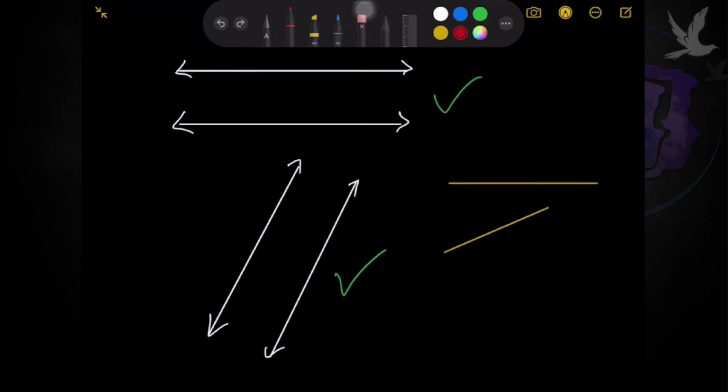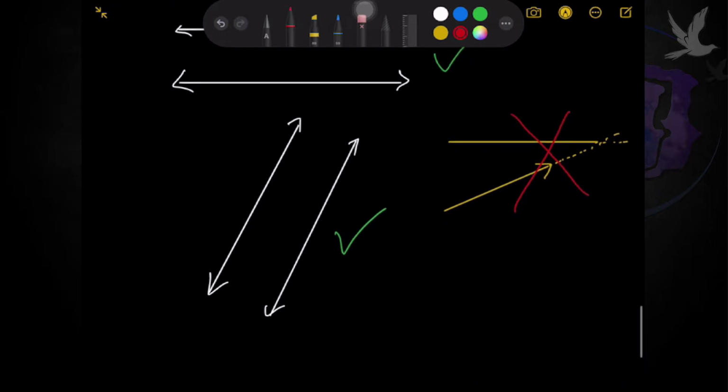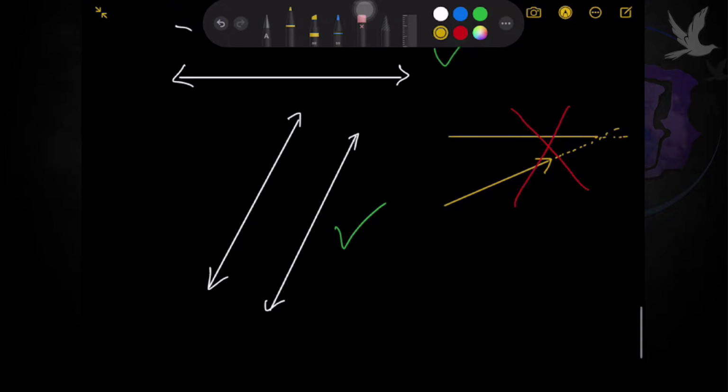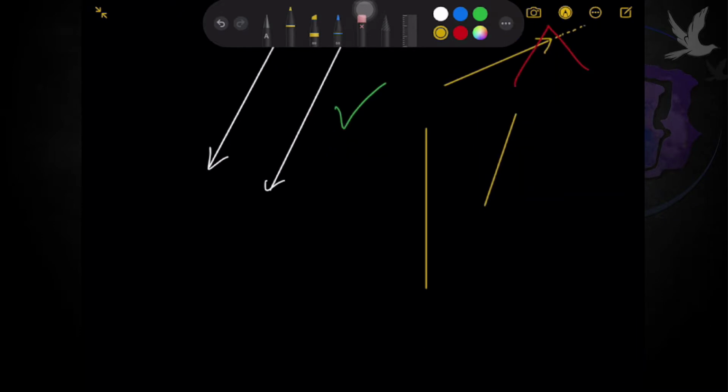Hindi sila nagmi-meet. But if you're going to extend this line all the way here, if you notice, they will cross path. No? Magka-cross yung paths nila. So, which means that this is not considered as a parallel pair of lines. Okay? So, hindi pwede makonsider yan. So, if you have another, then again, this pair of lines are not considered parallel again.